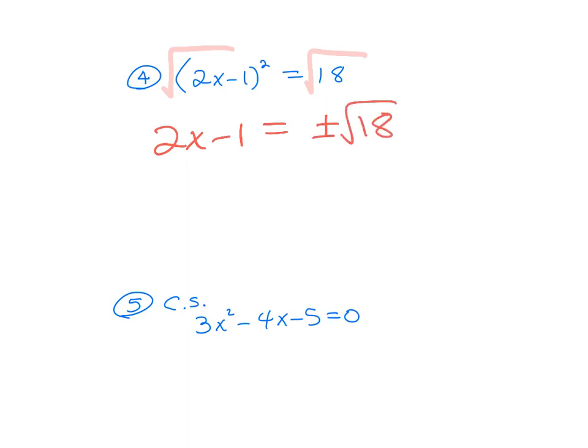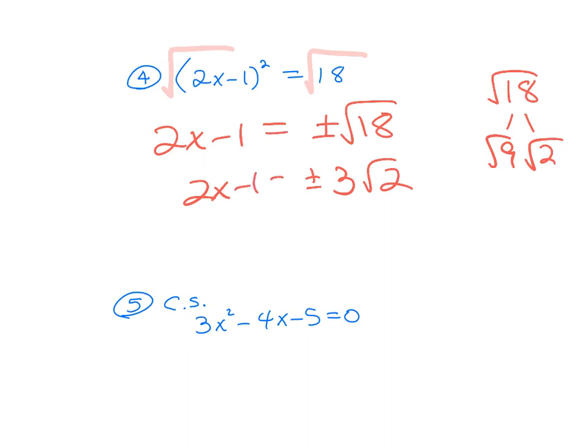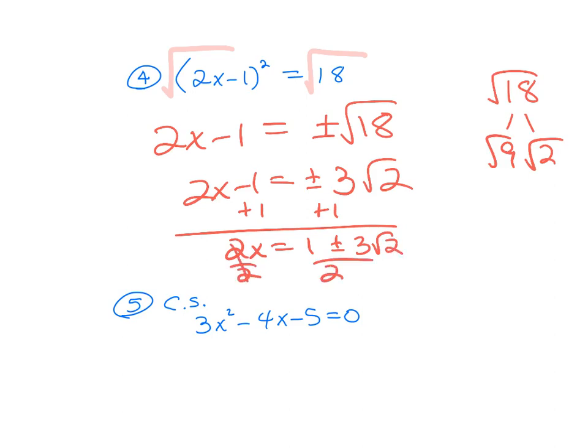I need to simplify this radical. Okay, square root of 18, I can break it into 9 times 2. So I'm left with plus or minus 3 radical 2. Now remember, we are solving for x, so I need to isolate x by adding the 1. 2x is equal to 1 plus or minus 3 square root of 2. Divide both sides by 2. And x is equal to 1 plus or minus 3 square root 2 over 2.